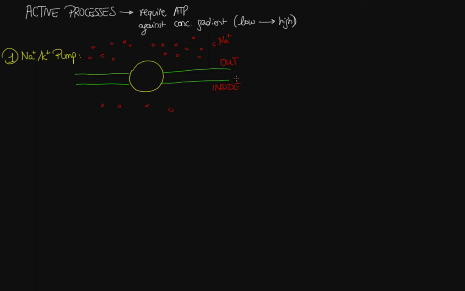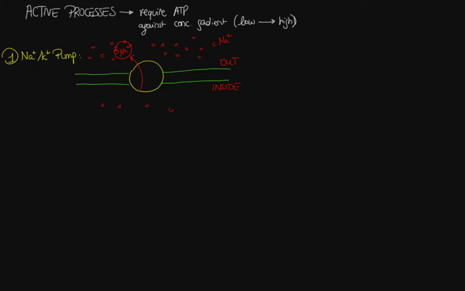So by diffusion, sodium would flow into the cell, for example, by facilitated diffusion using a protein channel. But the sodium-potassium pump will use ATP to move sodium outside the cell, hence moving it against its concentration gradient, and it moves 3 sodium ions every time.